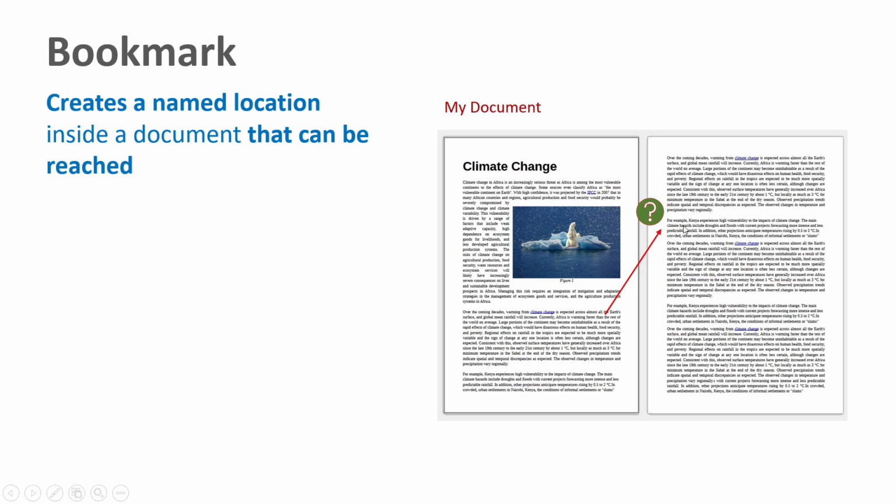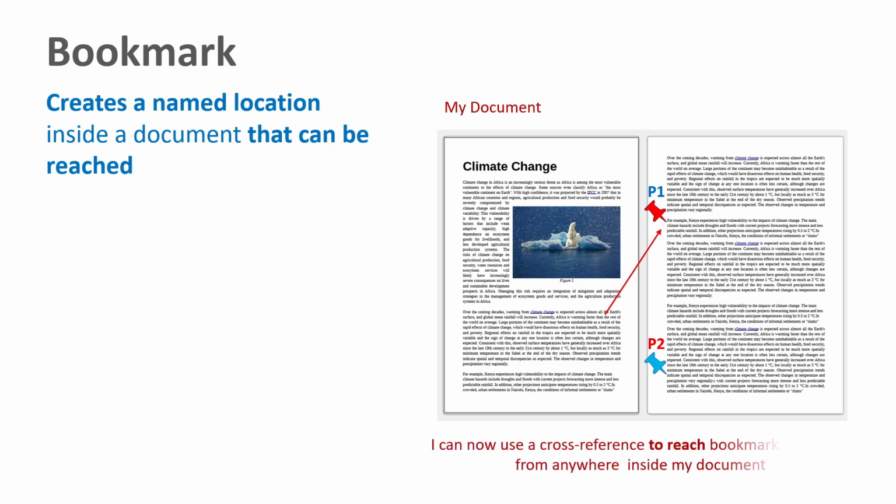But in this particular case, it is just simply plain text. I do not really know where to go. So in this particular case, what I can do is I can just simply insert a bookmark here and give it a name. Let's say I call it P1, and then I can insert another bookmark at a different location, and I can insert as many bookmarks as I want. And once I have these bookmarks, I can use a cross reference to reach these bookmarks because they are now named locations inside my document.